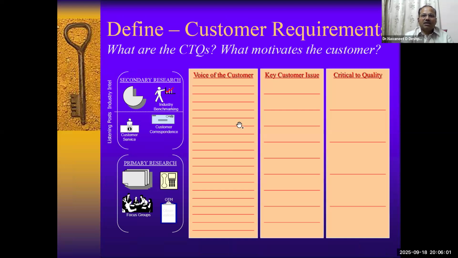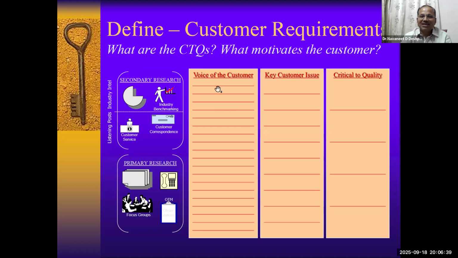So what is critical to quality? Listening posts. Very few people go fast enough and give any attention to the customer service professionals or the receptionists who are sitting there. But even that is important. Customer correspondence, such as sending a pleasantry email when he is getting discharged, saying thank you and communicating with him, is equally important. Then the industry benchmark: what the secondary research says, how the industry recognizes all these parameters.